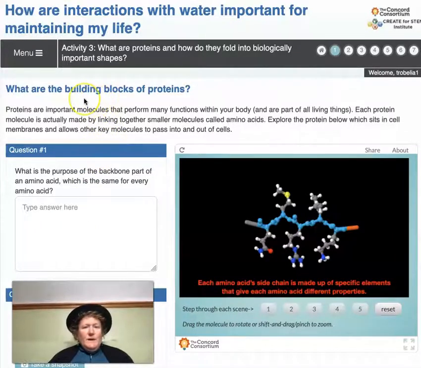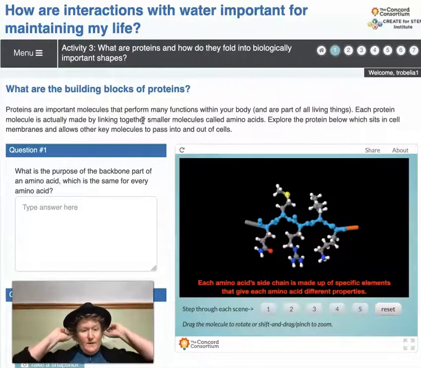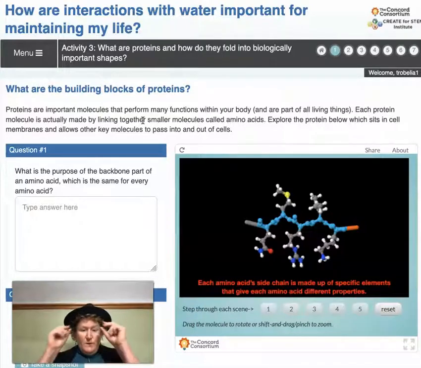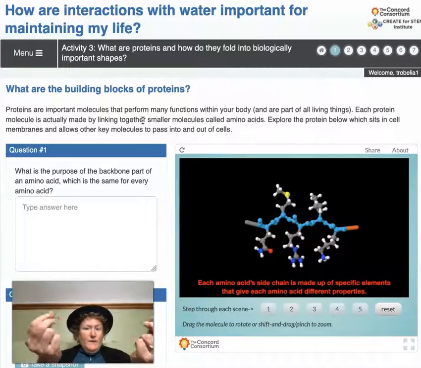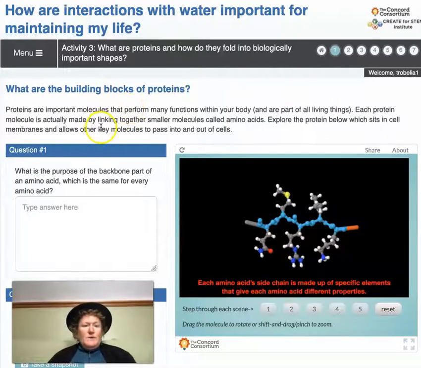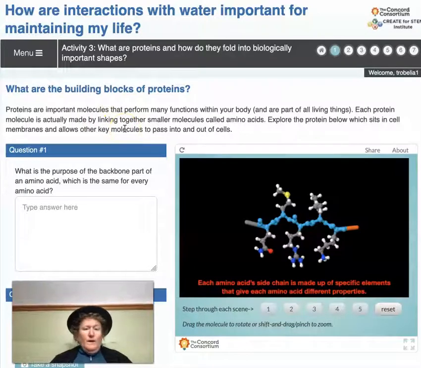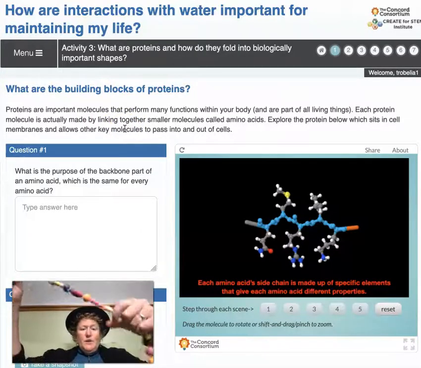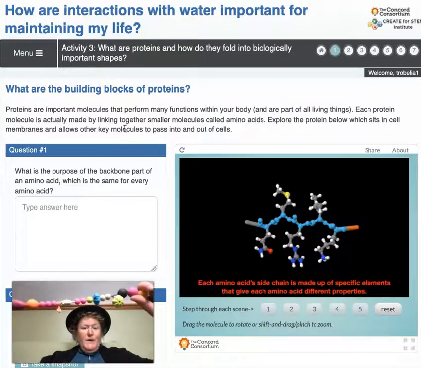Let's stop a moment and let's talk about the bigger picture here. What are the building blocks of proteins? Well, we talked about that they're amino acids. They're important molecules that perform many functions in your body and are a part of all living things. The collagen in your ears is protein, the wiggly part of your nose, your keratin makes up your fingernails and your hair. Each protein is actually made by linking those smaller molecules together called amino acids. And in our beads in the chain model here, these beads represent each different kind of amino acid.